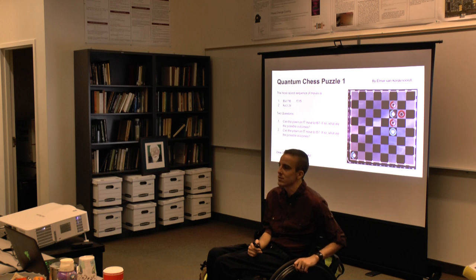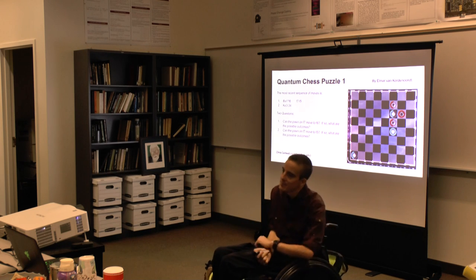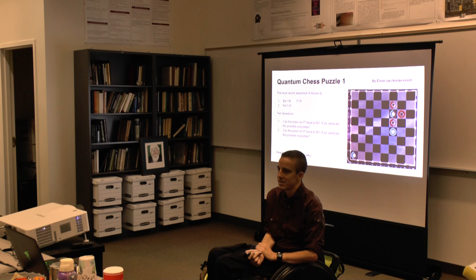One of the backers, Elmar van Kortenort, has been very enthusiastic and actually quite helpful in the community, and he came up with a number of quantum chess puzzles. So I wanted to present a couple of them here. So the first puzzle is you have this sequence of moves. First is the bishop does a quantum move from a1 to f6. Then the pawn moves through it. And the question is, can the pawn on the black player's second move try and move into f6? Is that a legal move?